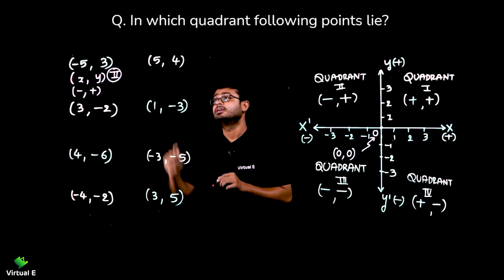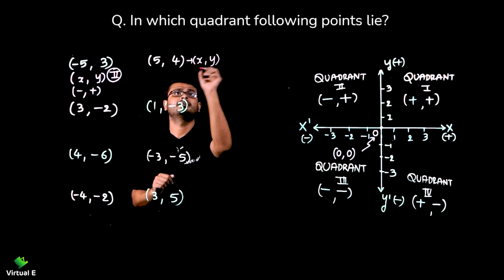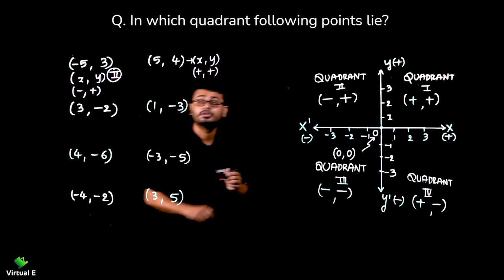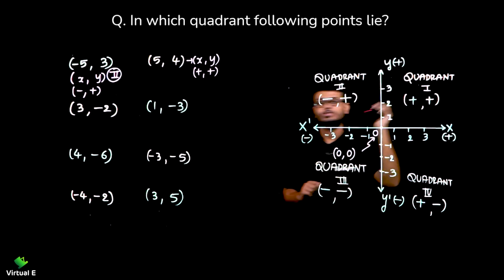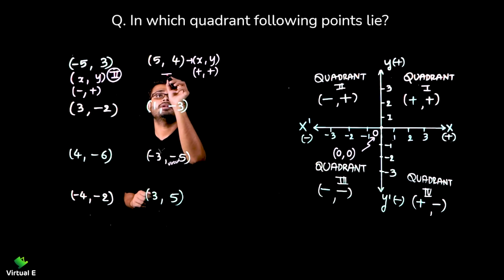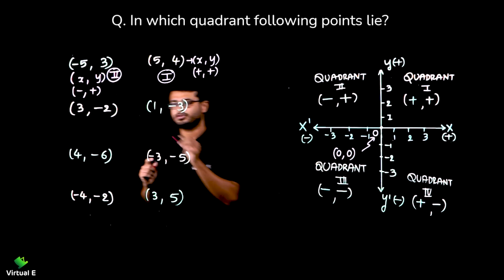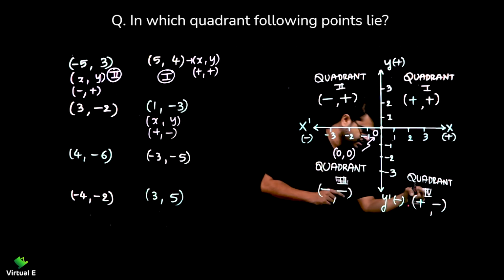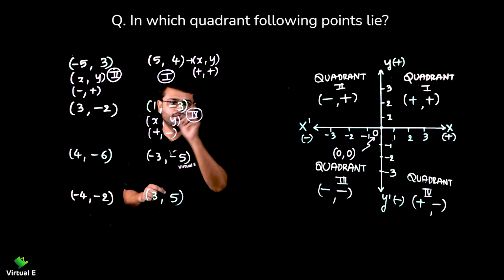In the same manner, let's do this one. We can say x comma y. X is positive and y is also positive, right? So which quadrant is that? I think that's very easy, plus and plus. That is quadrant number 1. So this point belongs to quadrant number 1. Let's do this. (1, -3). So x and y, so plus and minus. Plus and minus is this one, quadrant number 4. So this belongs to quadrant number 4.